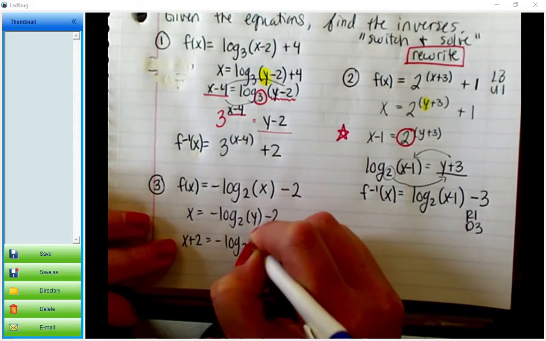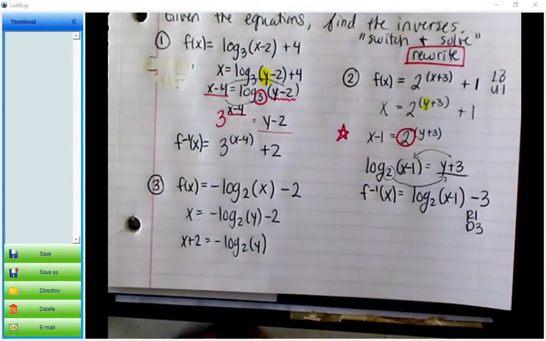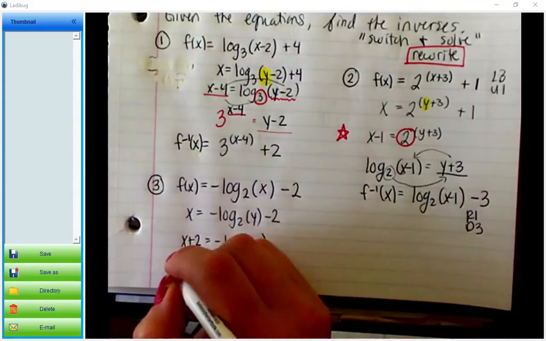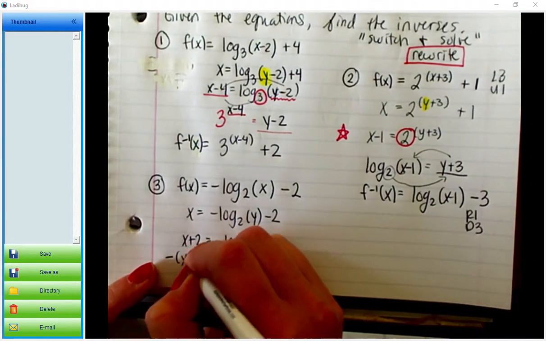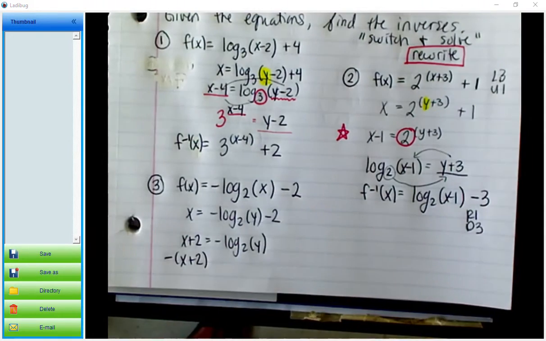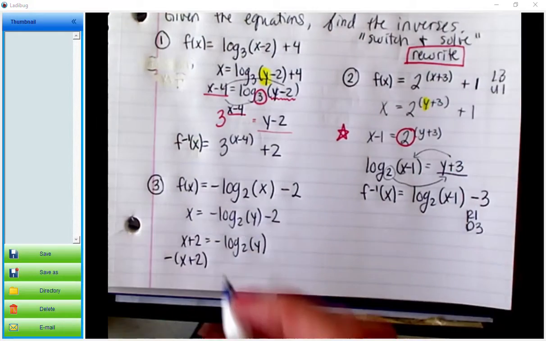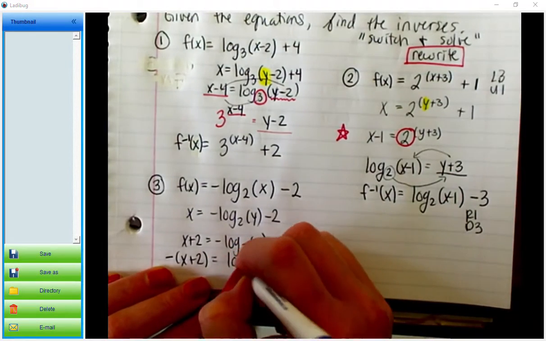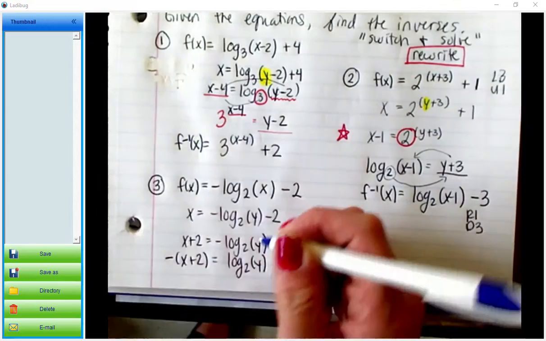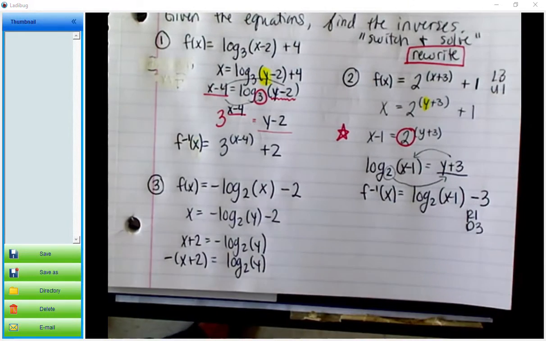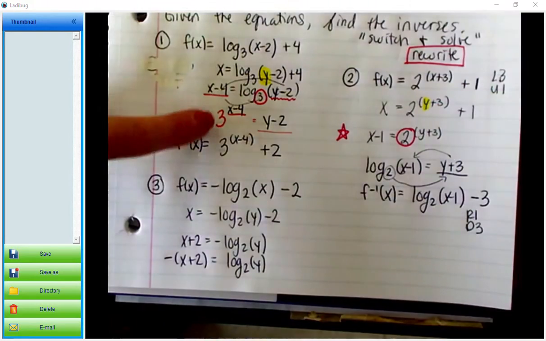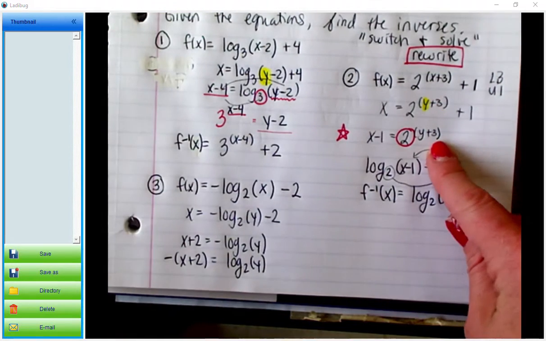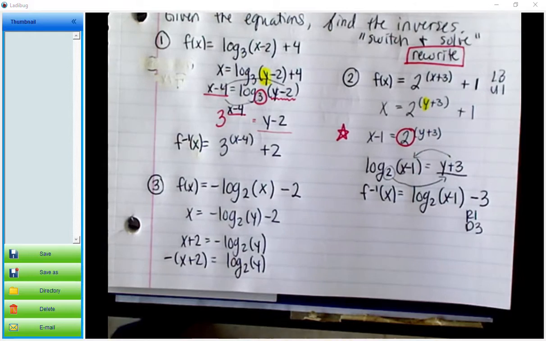Okay. Well, that negative, I'm going to put it on the other side. But I don't want to lose my transformation, so I'm just going to leave it as the negative in front of the parentheses. Notice that when I rewrite this, I have to isolate that log statement, or I have to isolate the exponential portion before I rewrite it.